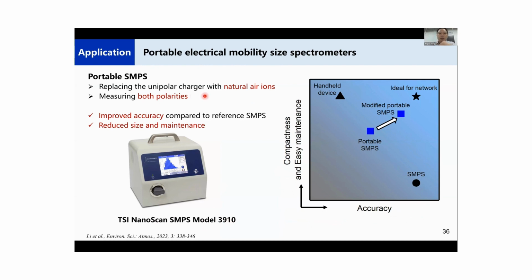We remove that unipolar charger and use natural ions, and we change the polarity of the high voltage so that we can measure both positively charged and negatively charged particles. We tested its accuracy compared to a reference SMPS, and clearly by doing so, we reduce the size. And if we do long-term measurements, the maintenance will also be reduced.